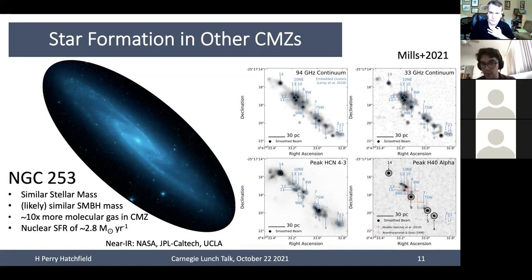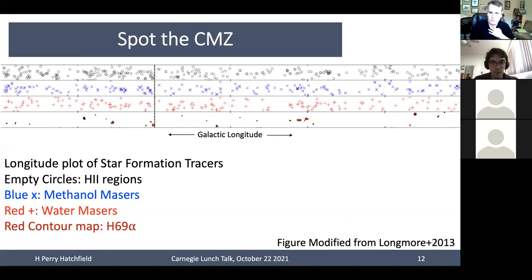And so this study on the right shows some ALMA data from the center of NGC 253 with these massive protoclusters, each one of which has a higher star formation rate than our entire central molecular zone. So to compare what this sort of means in terms of our own central molecular zone, I like to play this little game called Spot the CMZ.